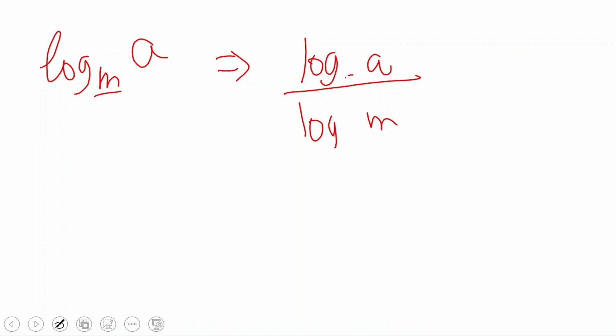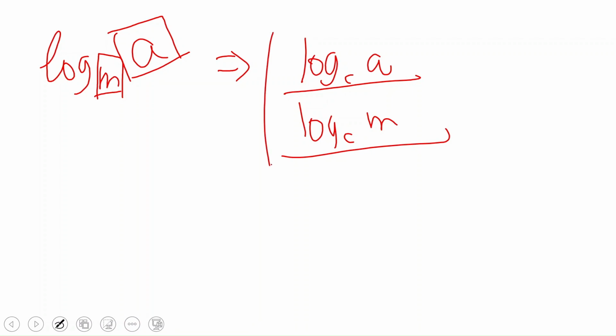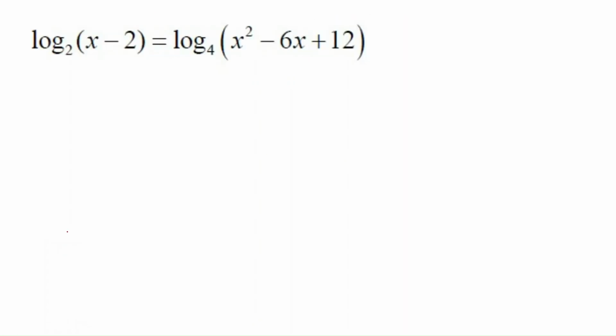So I can have c over here, whatever. Basically, in this rule, to change the base, there'll be a fractional value in which log of the base which we want comes in the numerator with the argument, and the old base comes in the denominator, like this. That's the change of base rule. Okay, now let's solve some questions.